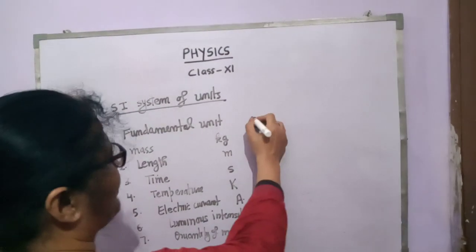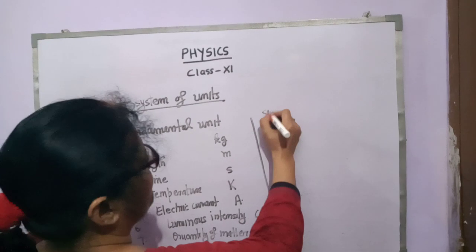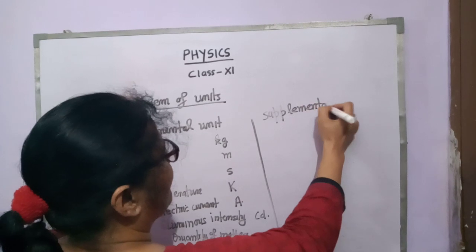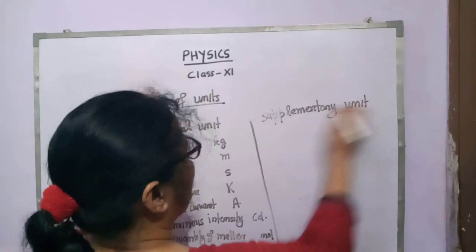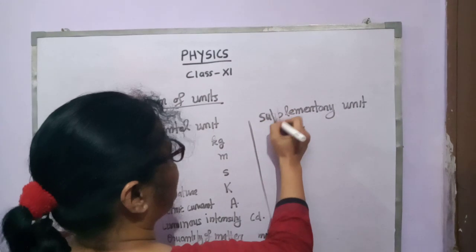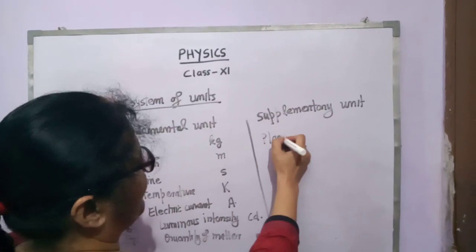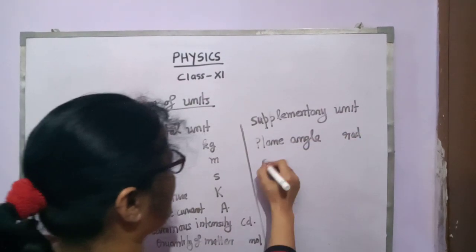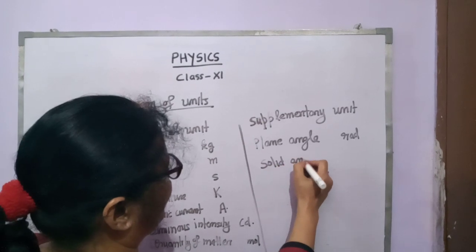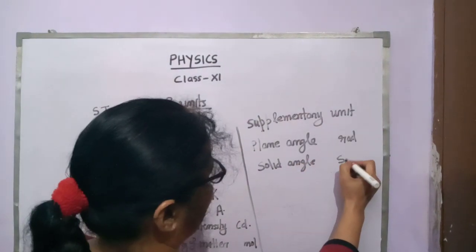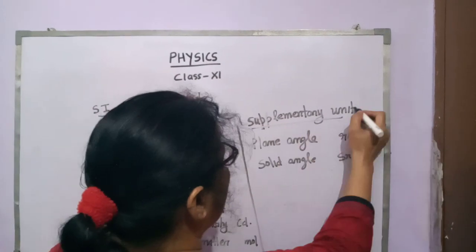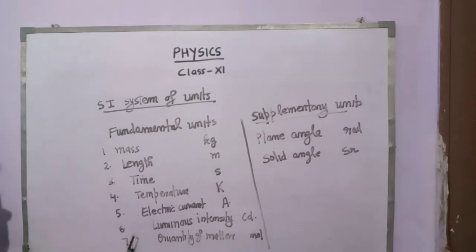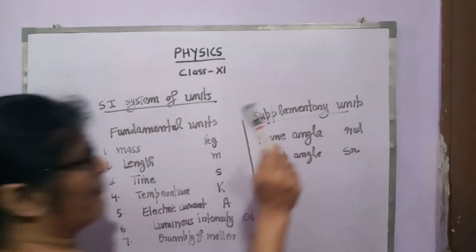Now there are two supplementary units. There are only two supplementary units. Number 1 is plane angle, and it is represented in radian. Number 2, solid angle, it is represented in steradian, it is sr. These are the supplementary units and these are the fundamental units. Your SI system is based on 7 fundamental units and 2 supplementary units.